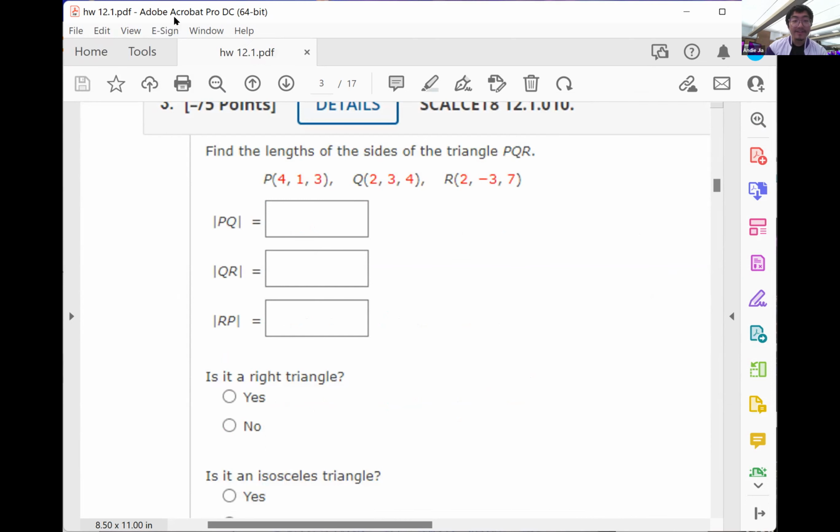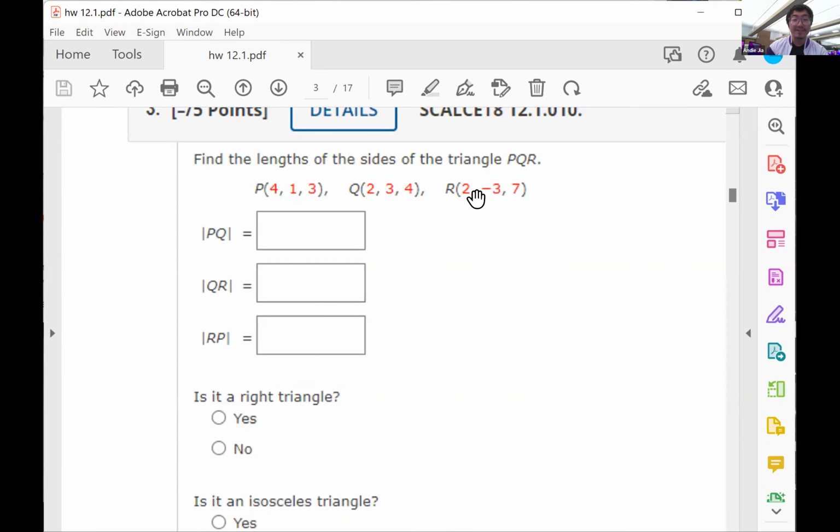Now this is to find the length of the sides of a triangle. PQ is a vector, so I'm going to do some operations here. For P and Q, we do P minus Q. To make sure your computer made the correct order, if it's P and then Q, then it's P minus Q. If it's Q and R, then Q minus R. If it's R and P, then R coordinate minus P coordinate. Then they're asking for the magnitude.